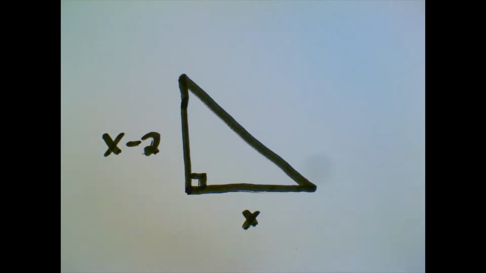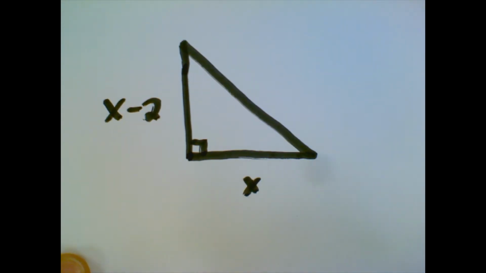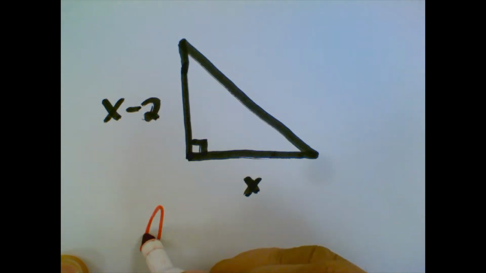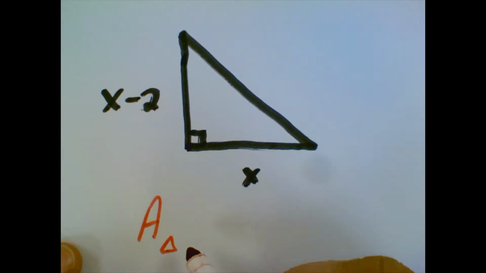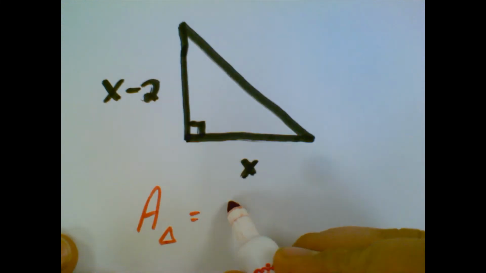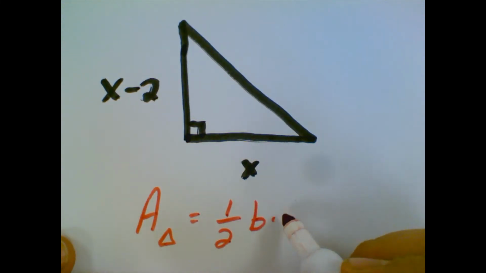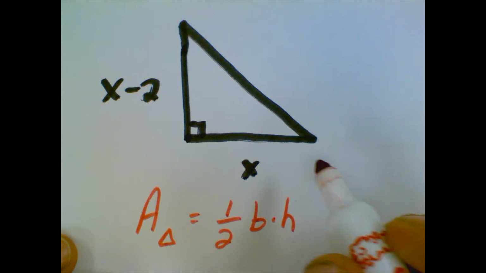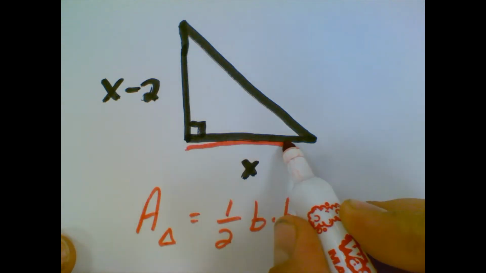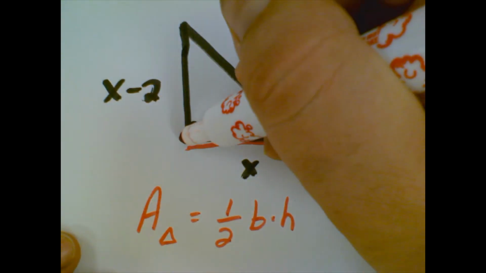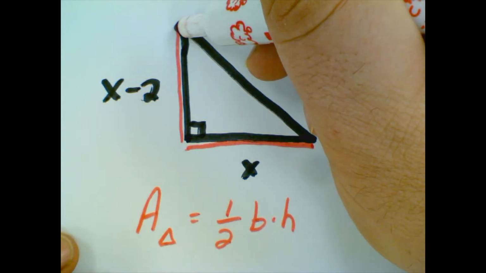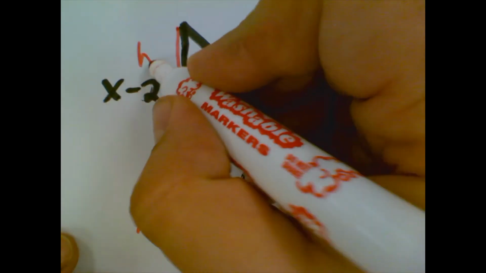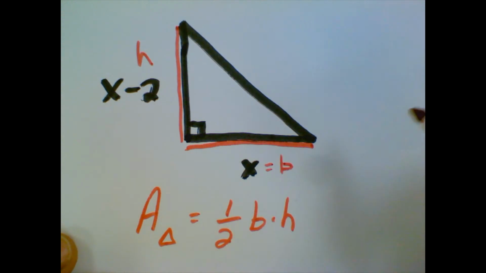Well, you have to think back to what the area of a triangle formula is, and we have not used this in a while, so let me refresh your memory. The area of a triangle is equal to 1/2 the base times the height. So in this problem, this length would be our base, and the height is always the perpendicular height to the base. So this would be our height, and x is equal to our base.